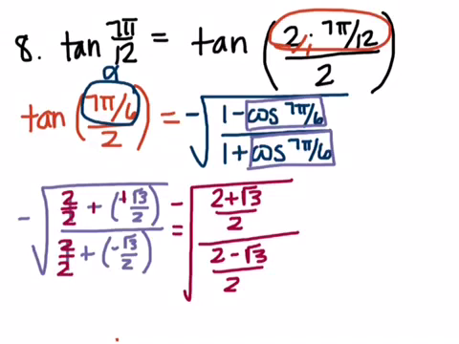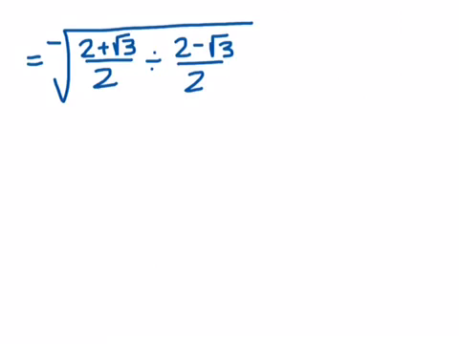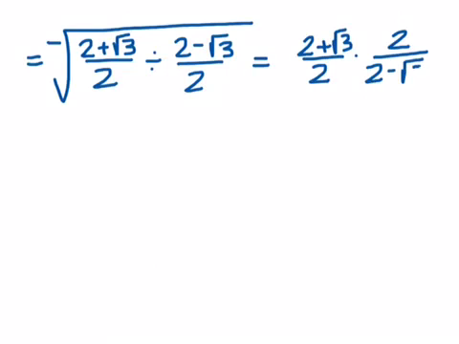Okay, and for the next step, I'm going to write these out side by side. I don't have enough room here, so I'm going to do that on the next page. You go ahead and pause the video and do that as well. Okay, hopefully what you did matches what I have. Now we're going to flip the second and multiply. So we're going to flip the 2 minus radical 3 over 2. Okay, so it's all flipped.